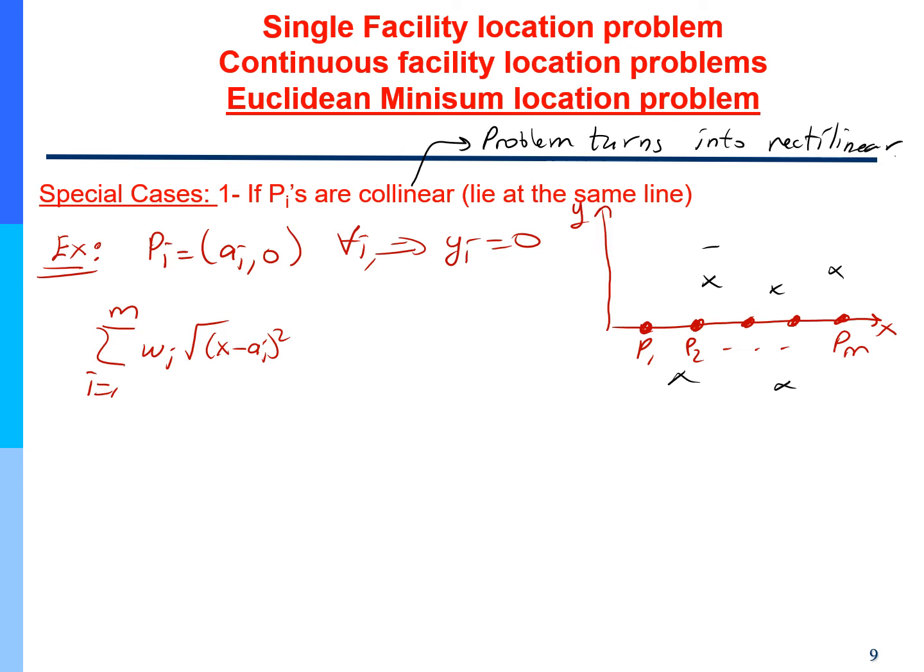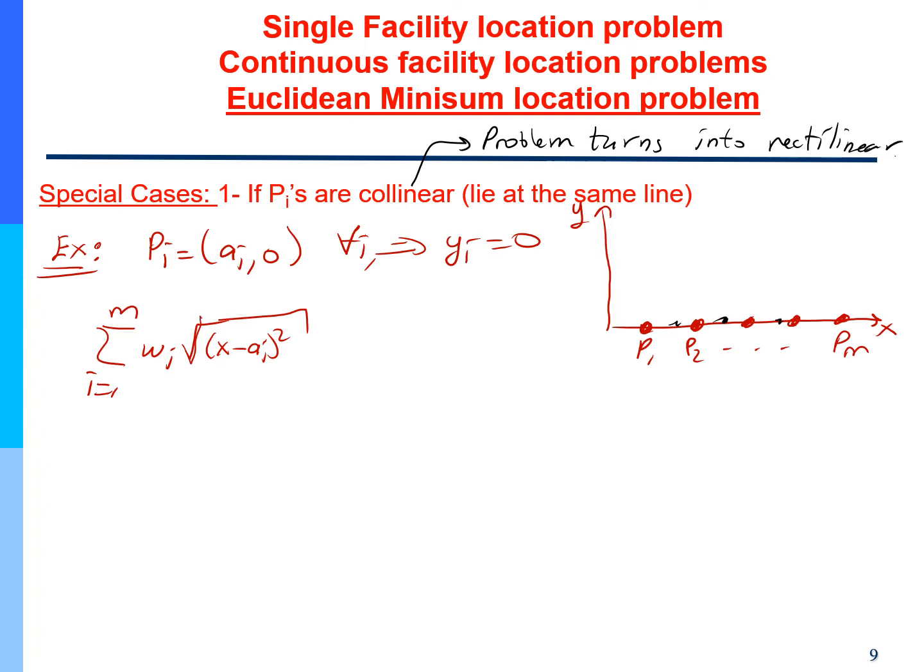It will be on the line segment also. It will be either here, or here, or here. So its y value will also be 0. So therefore, you don't need to write the y over here. Your problem turns into this one.